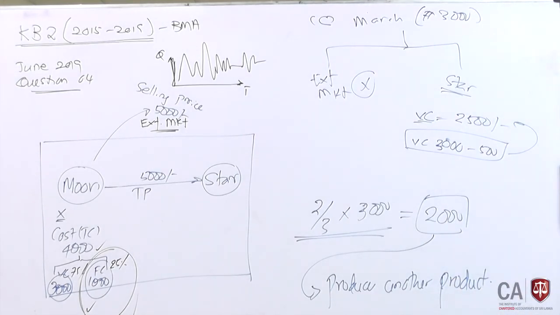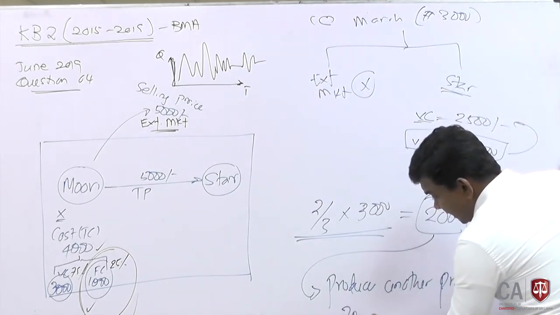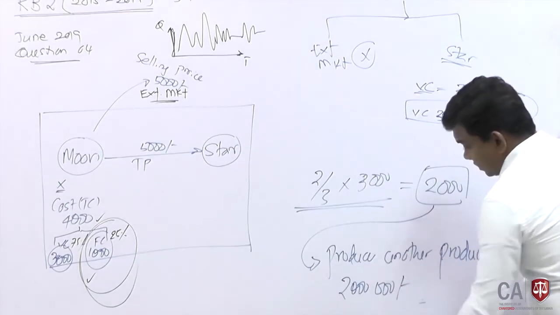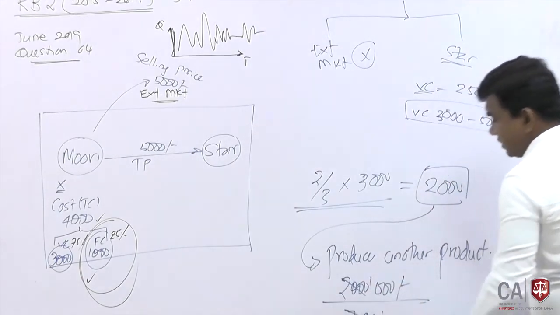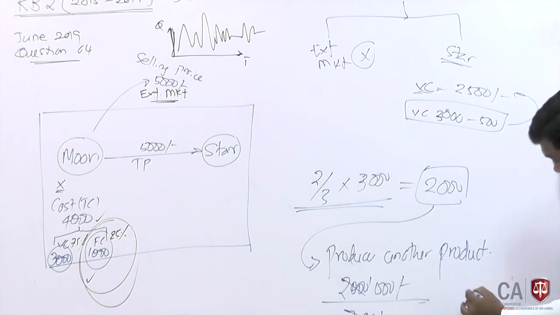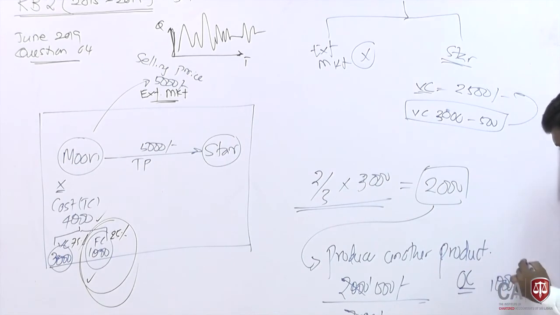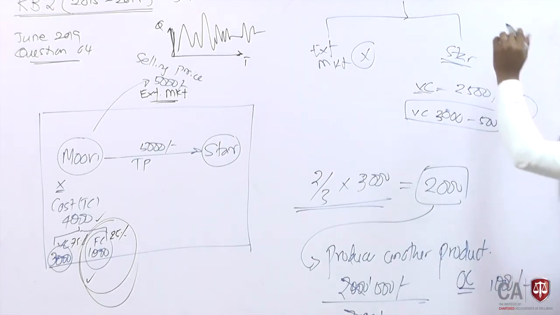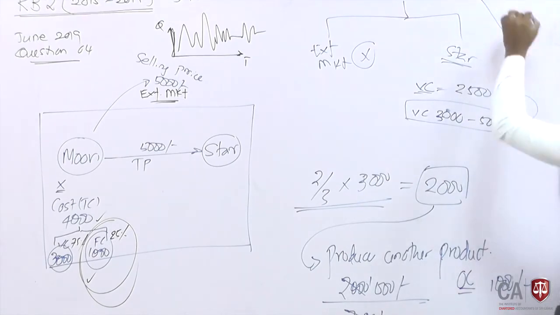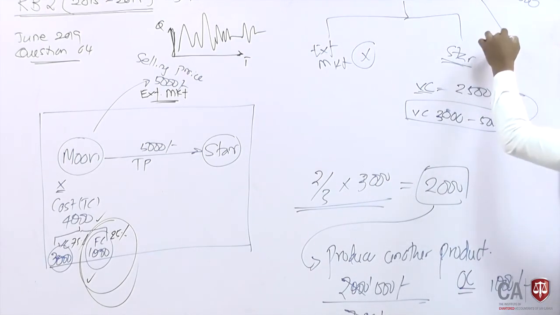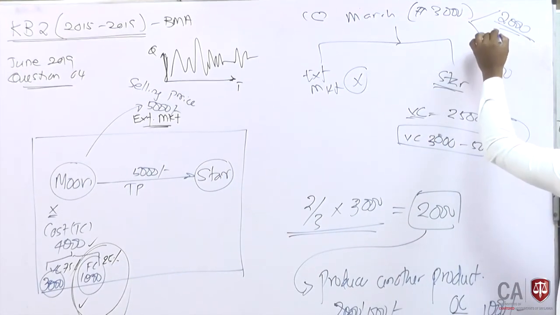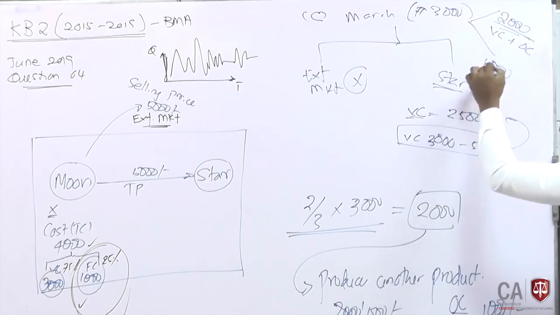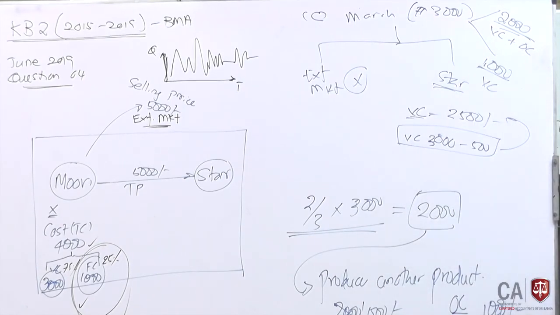Another product generates 2 million contribution, so per unit it generates 1000 contribution, right? Therefore, the opportunity cost is 1000 rupees for 2000 units of the capacity. Therefore, this can be divided into 2000 units and 1000 units. Here you have variable cost plus opportunity cost. Here you have only variable cost.